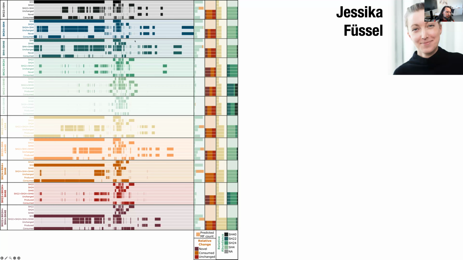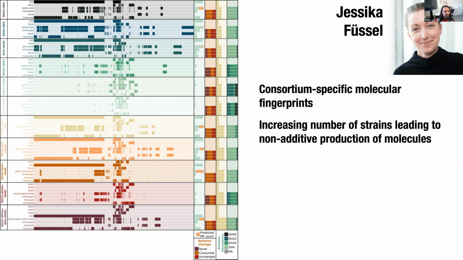I'm not going to ask you to interpret this figure now, but I will share with you what Jessica shared with me regarding the overarching insights that emerge from this visualization in this study. That includes the fact that consortium-specific molecular fingerprints emerge. So molecular fingerprints are not necessarily predictable, but they are specific to each consortium.